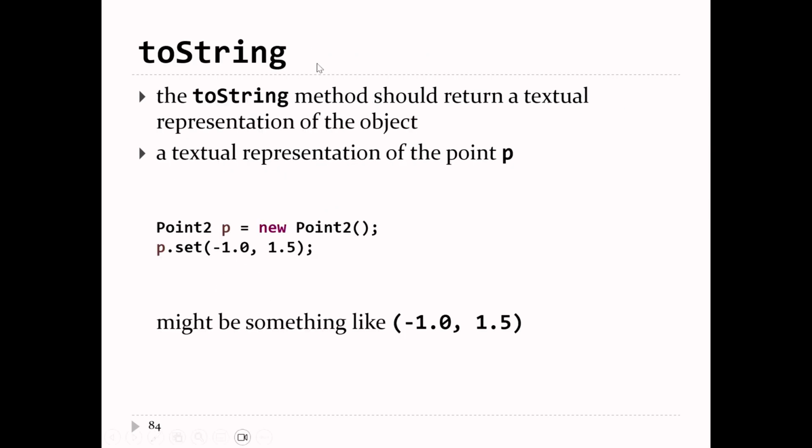So toString should return a textual representation of your object. For example, if I have the point -1 and 1.5, I would like to print the point. That sounds like it would be useful to do. When I print the point, I would like to see something that looks like round bracket, x coordinate, comma, space, y coordinate, end bracket. How do you do that?